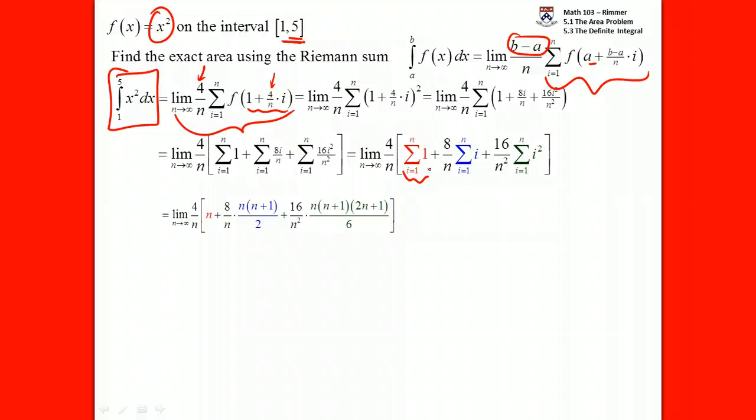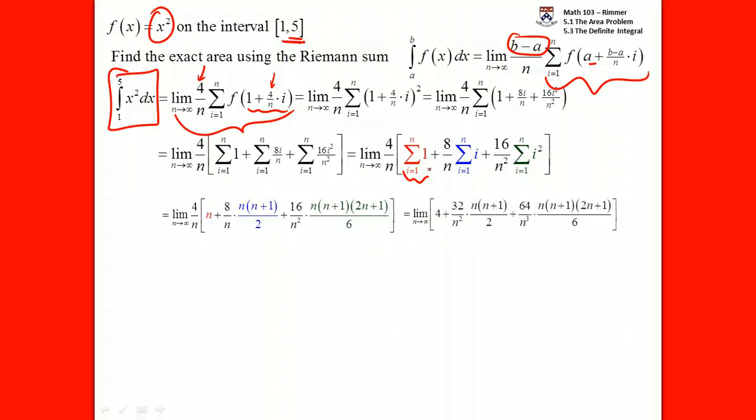The sum of 1, the sum of the i, and the sum of the i squared, using the table on the previous slide. The n's you can pull out of the summation. The summation is based on i, and anything that doesn't have an i in it as a factor can be pulled out. From the previous slide, if I add up 1 n times, I get n. If I add up i, I get n times n plus 1 over 2. And if I add up i squared, I get n times n plus 1 times 2n plus 1, all over 6. And now I need to do a limit as n gets big.